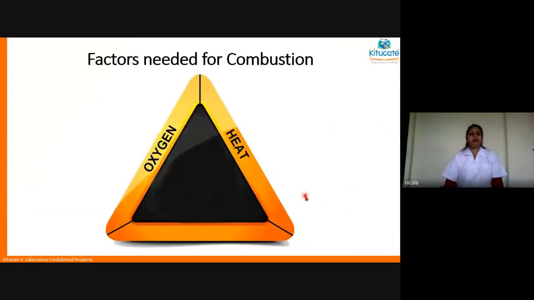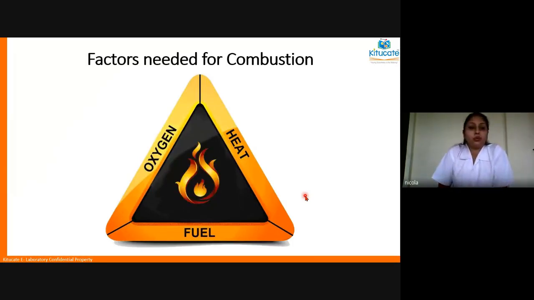Now, what are the factors that are needed for combustion? There are three very, very important factors that are needed. Even if one is missing, combustion cannot happen.